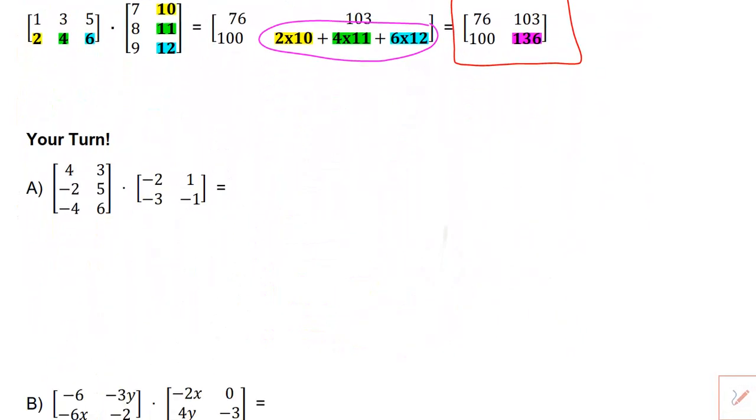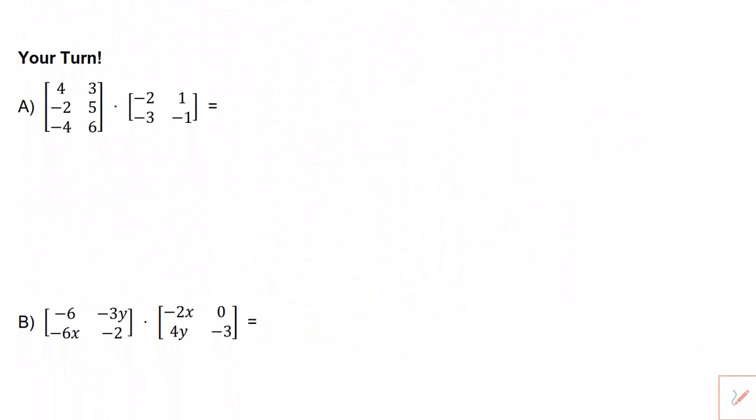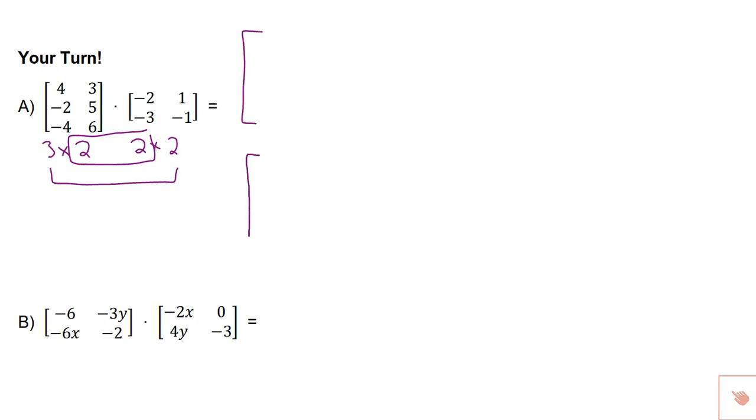Let's do an example from beginning to end on our own. Here, I have a 3 by 2 matrix and a 2 by 2 matrix. The inner dimensions match, and I know my result will be a 3 by 2. So I'm going to open up some brackets, and I'll fill in the work as we go. I'm going to take the first column and lay it on top of the first row.